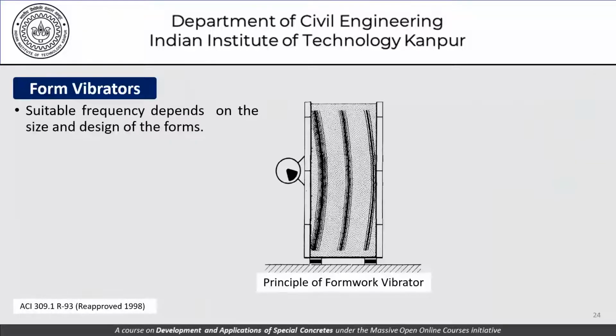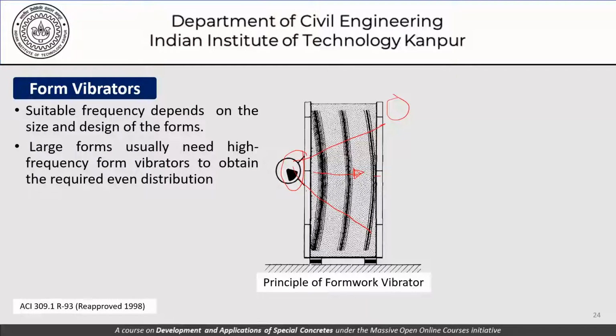This shows you a little bit of the principle of how form vibrators work. Suitable frequency depends on the size and design of the formwork. This vibrator causes these kinds of waves to be generated and progress through the concrete. Of course, what is shown here is the form vibrator being applied only on one end, but if this was a large system, there would be form vibrators on both ends, appropriately spaced. They don't necessarily have to be facing each other. They can be applied in a configuration like this, and the concrete could be vibrated from all over the place to make it finally a homogeneous mass.